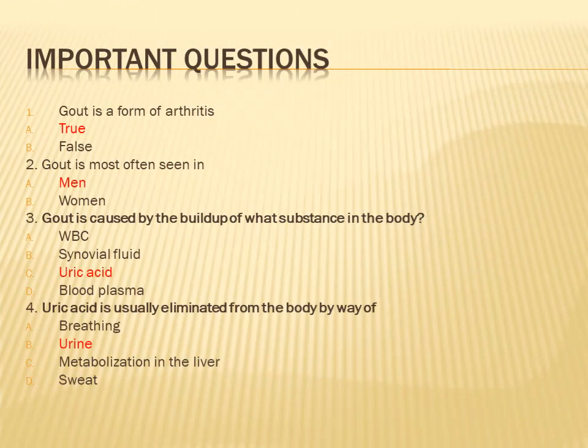GOUT is a form of arthritis. True or false? True. GOUT is most often seen in men or women? Men. GOUT is caused by the buildup of what substance in the body? WBC, synovial fluid, uric acid, blood plasma? Uric acid. Uric acid is usually eliminated from the body by way of breathing, urine, metabolization in liver, sweat? Urine.